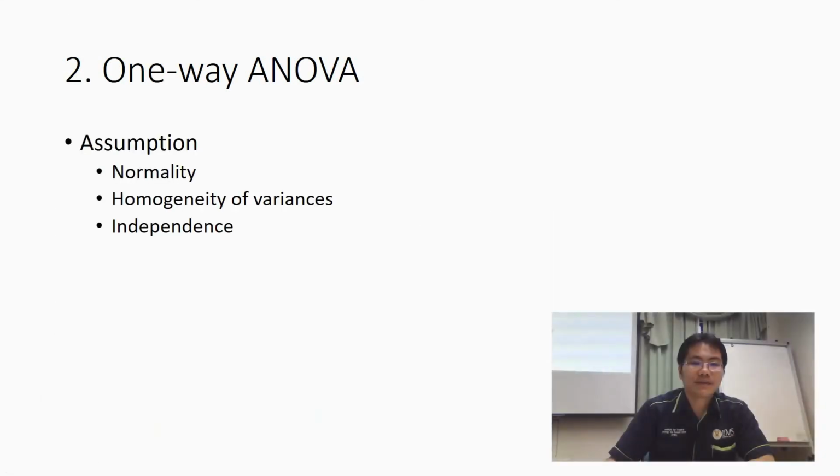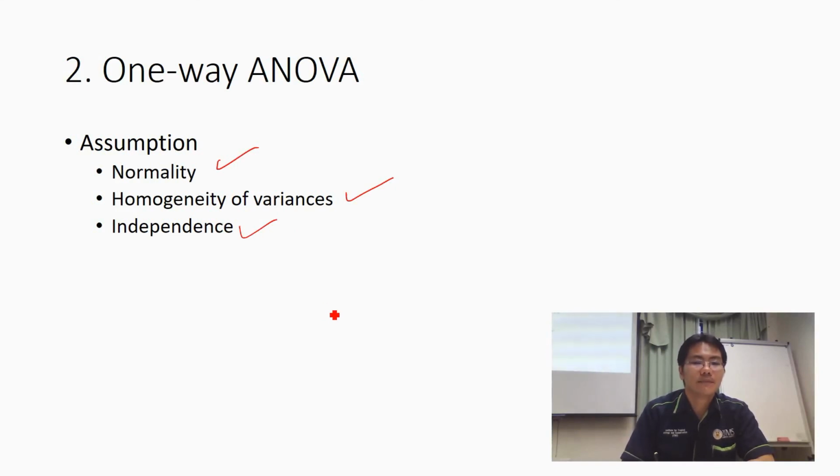When you conduct the ANOVA, you have to make sure you follow the assumptions for your data set. First is normality, as usual. The second one is homogeneity of variance. And the third one is independence.